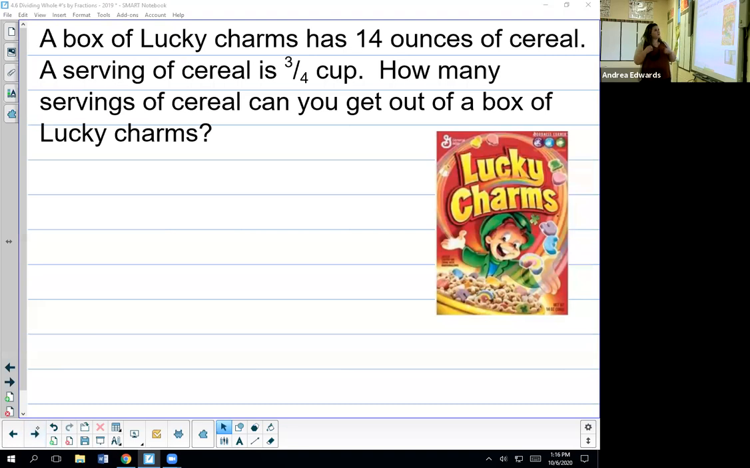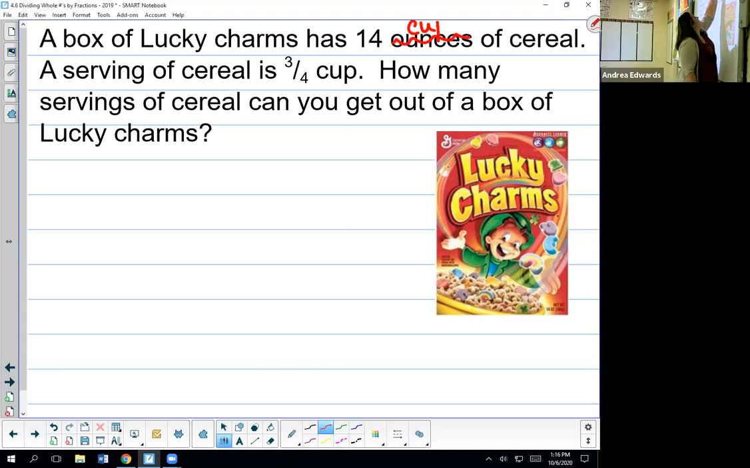Last one, and I want you to answer this one on your own. I'm gonna read it to you, and I wanna see if you can successfully tell me the answer. It says, a box of Lucky Charms has 14, now I made a mistake. I was supposed to put 14 cups, and I'm gonna fix that, but I forgot to do it last period. 14 cups of cereal. So pretend I can get 14 cups out of this, okay? A serving of cereal is 3/4 of a cup.